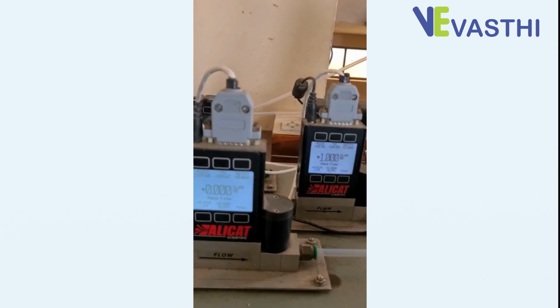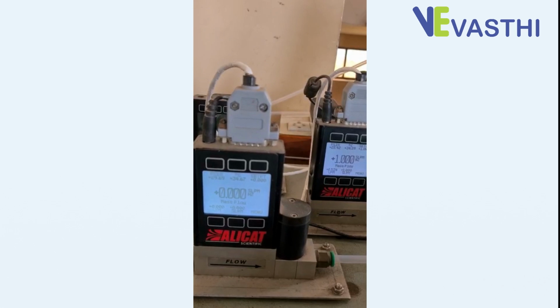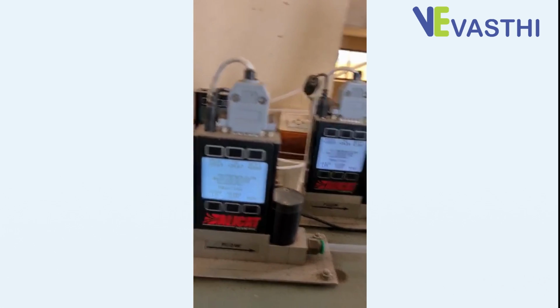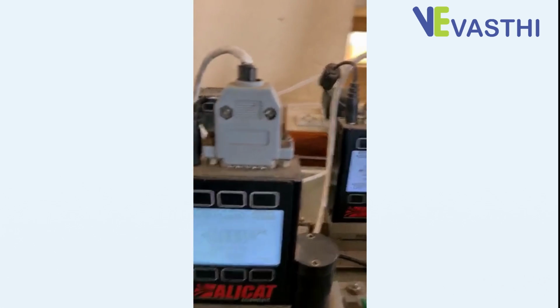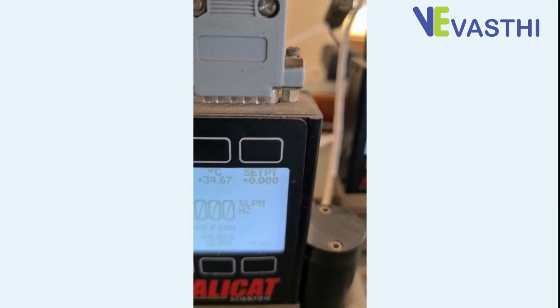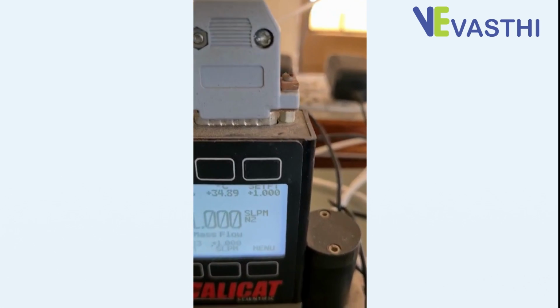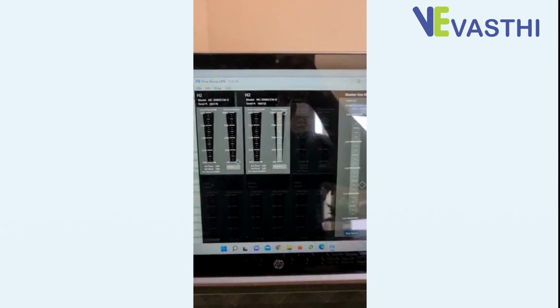These both are Alicat MFCs, mass flow controllers. This is for hydrogen, this is for nitrogen, N2. This is the software used for mixing the gases.